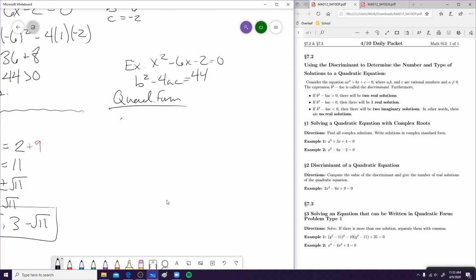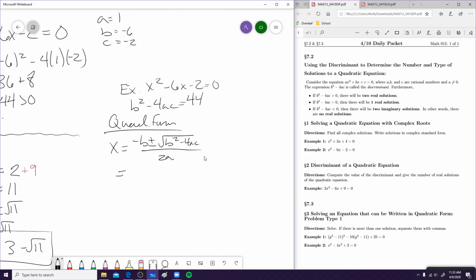So what is the quadratic formula? The quadratic formula is negative b plus or minus the square root of b squared minus 4ac all over 2a. Right? And we already established what a, b, and c are. It's up there. So negative b, I really mean the opposite of b. So what's the opposite of negative 6? It is positive 6. Plus or minus, and then we already determined b squared minus 4ac, that is the square root of 44. All over 2 times 1.